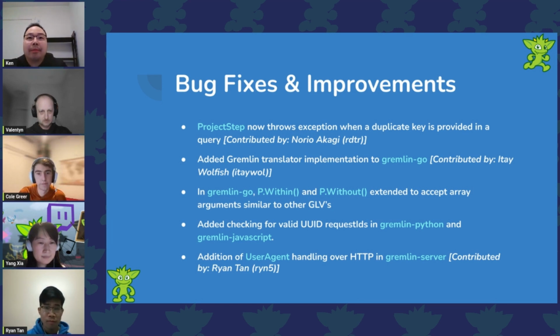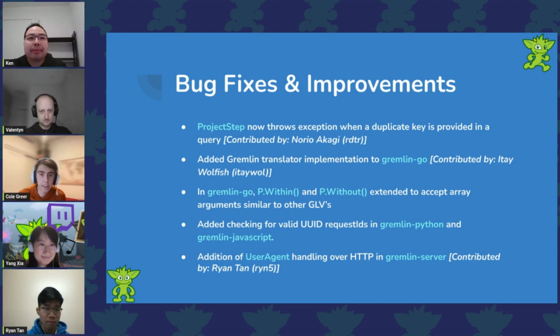Yeah, so for a little more background, responses from the server generally contain the request ID as part of the response message. So in order to form that response, the request ID should be a valid UUID because that's what the server is expecting. And the GLVs, on the other hand, expect the request IDs to be in the response. So the problem here is when you send an invalid request ID to the server, the GLV doesn't really know how to handle the error response from the server. So we've added client-side checking for both the Python and JavaScript drivers to prevent this from happening.